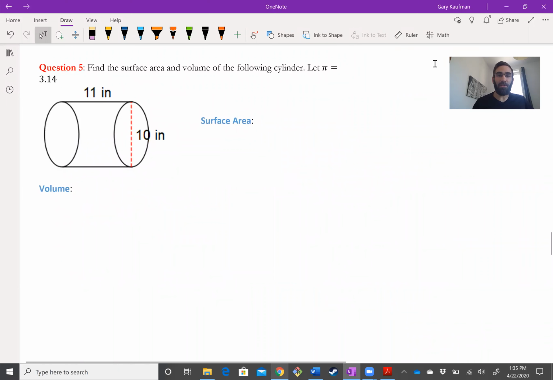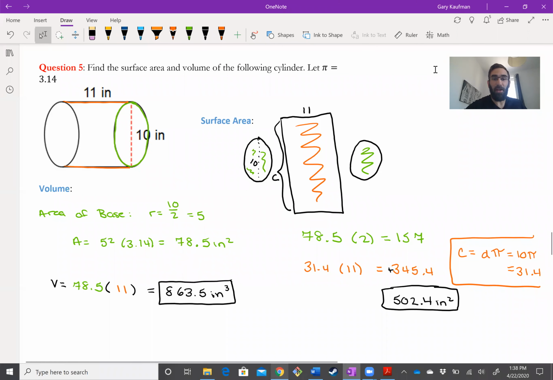I now have a cylinder for you. Find the surface area and volume of the cylinder. Here is the volume and surface area of this cylinder. Again, same structure as previous.